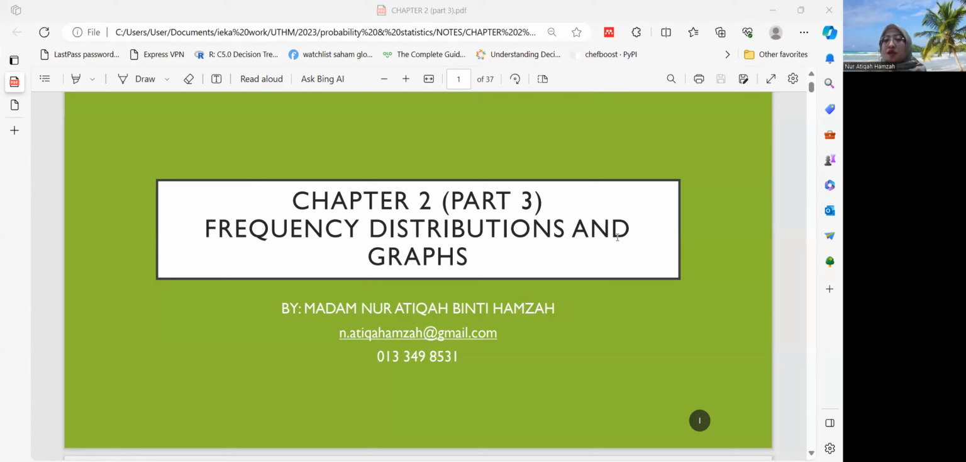So today's video is for our lecture, week 3. We will continue our chapter 2, frequency distribution and graph, for part 3. If you still remember, last week we already learned about the graphs. The basic ones are the histogram, the frequency polygon, and also the ogive. These three graphs use the boundaries for the x-axis, and meanwhile for the y-axis we use the frequency and also cumulative frequency. That is all about the histogram, frequency polygon, and also ogive.